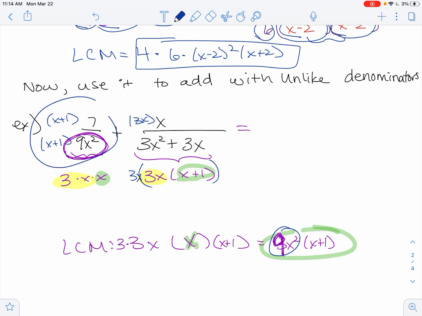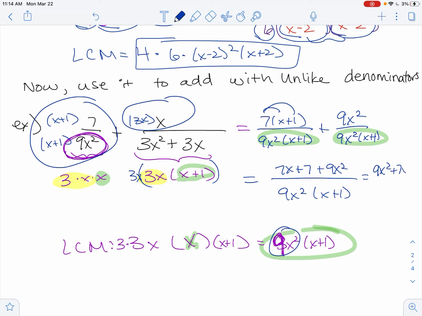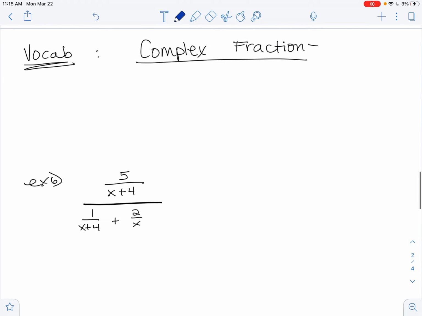So I'm left with here, I get 7 times x plus 1 all over 9x squared times x plus 1, plus this here is 9x squared all over 9x squared times x plus 1. Now we have the same denominators, so we're left with, on the bottom, 9x squared times x plus 1, and on the top, if I distribute this out, I get 7x plus 7 plus 9x squared. And I can simplify this: 9x squared plus 7x plus 7 all over 9x squared times x plus 1, and that is it.